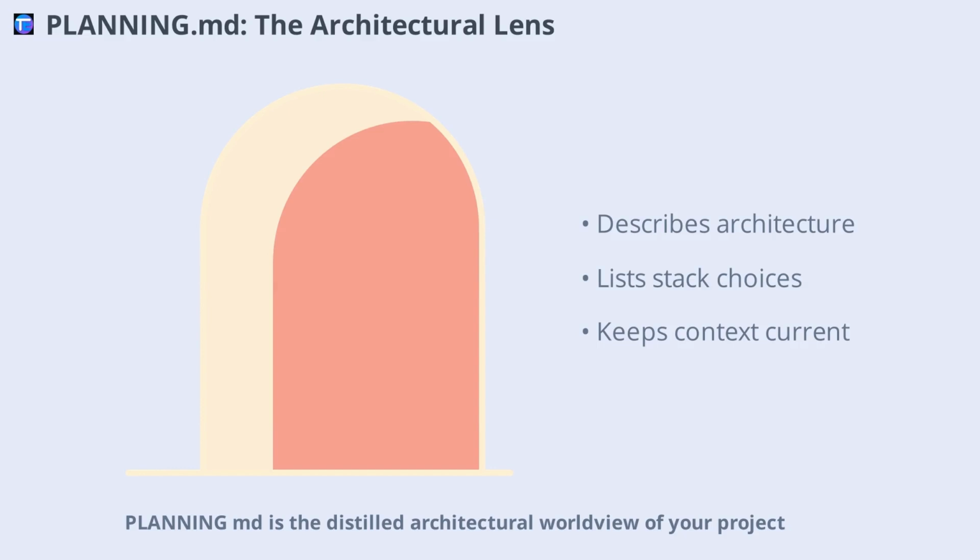PLANNING.md is the distilled architectural worldview of your project. It rephrases the PRD from an implementation perspective, describing the current architecture, stack choices, primary data models, and critical request flows. This file should always reflect the present reality. Update it whenever decisions change. Avoid dumping brainstorms here. Keep it authoritative and clear. If you need to change direction, update PLANNING.md first, so Claude always inherits the latest context.